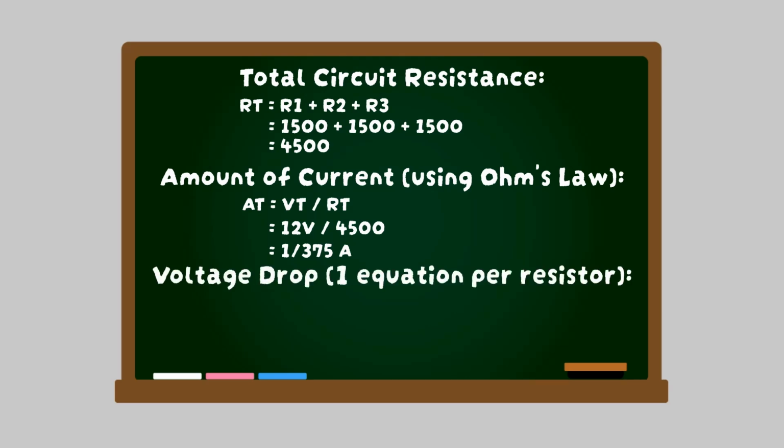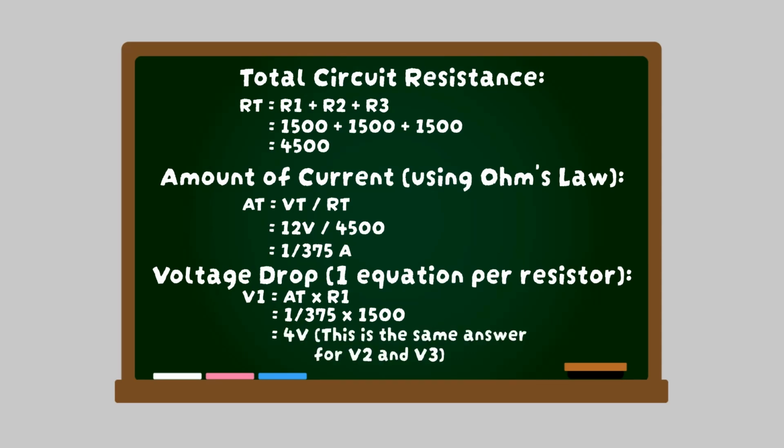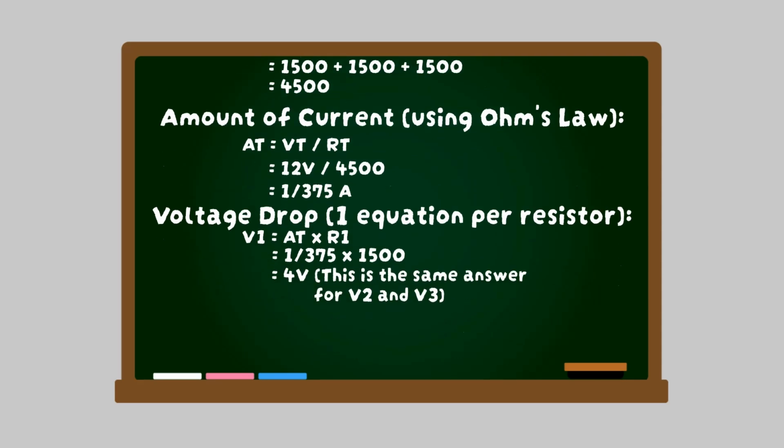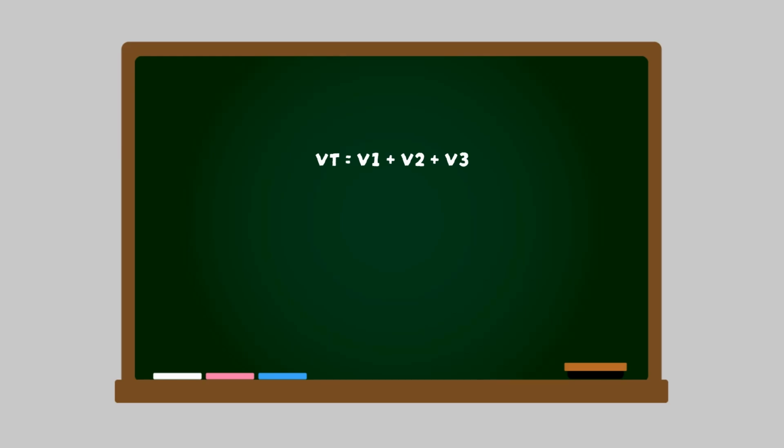Finally, multiply the amperage passing through each resistor to find its voltage drop. Remember, we have to do this for each resistor in the circuit. V1 equals AT times R1. That equals 1 over 375 times 1500. And the result is 4 volts. We can check our answer by adding the individual voltages together. They should equal the total circuit voltage. In this case, it is V equals V1 plus V2 plus V3, and the result is of course 12 volts.